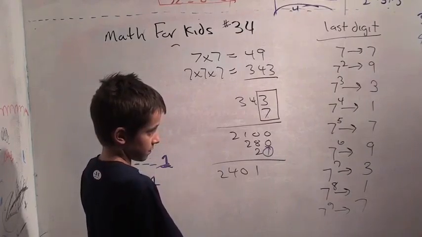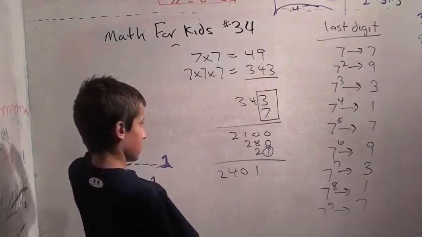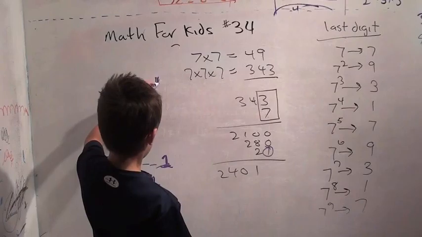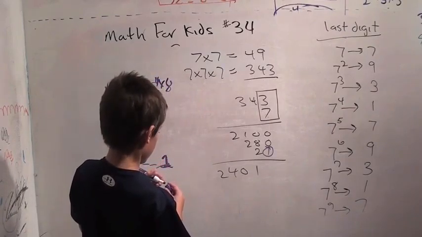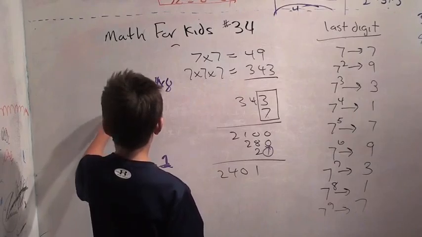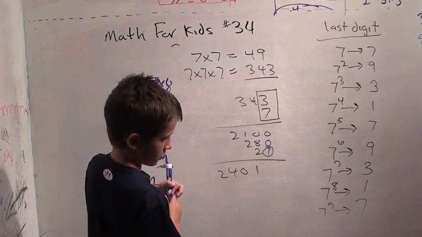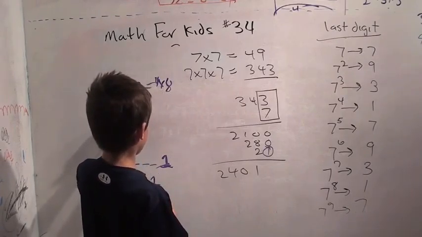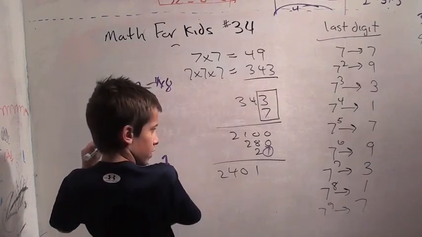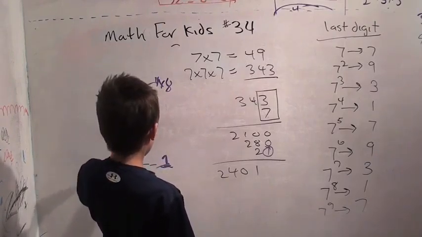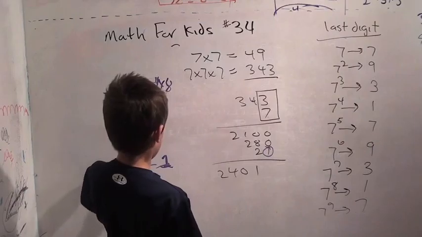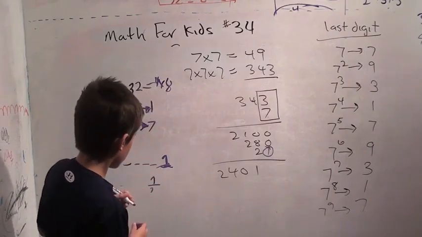So let me try to give you a challenging one. How about 7 to the 33? 33 is not a multiple of 4. The 32 is a multiple of 4. Okay, so 32 is a multiple of 4. So what digit is 7 to the 33 going to end in? Well, I know 7 to the 32, the last digit, is going to be a 1. It's going to end in 7. Very good.